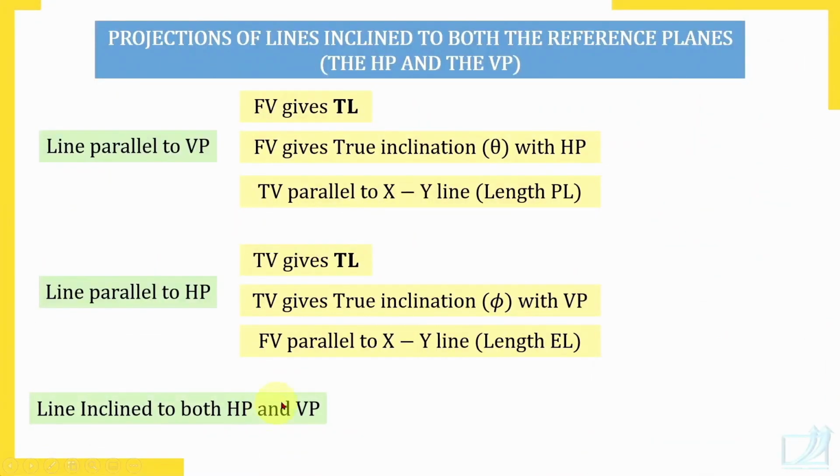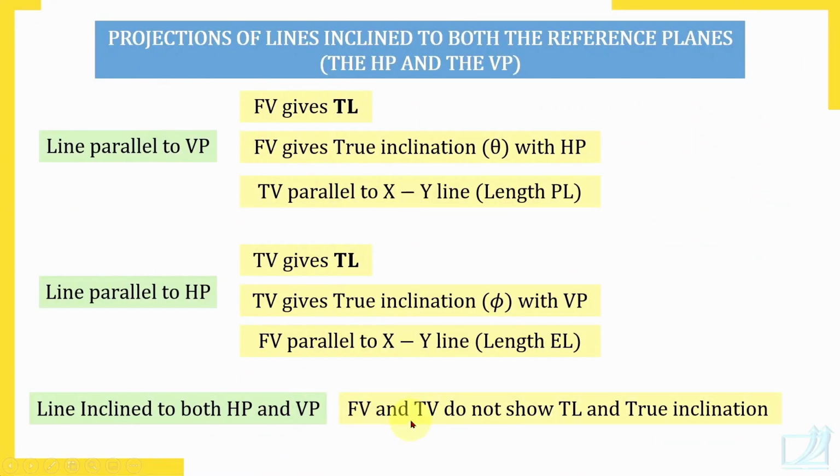So if a line is parallel to VP, then and only then it gives true length and true inclination in the front view. And if a line is parallel to HP, then and only then it gives its true length and true inclination in the top view. So what if the line is not parallel to either of the two reference planes? Then in both the views it does not give true length. And since we know that only true length gives true inclination, we are also sure that if a line is inclined to both the reference planes, then in both the views it does not give true inclination either. So if a line is inclined to both HP and VP, then in the front view as well as in the top view it does not show true length and true inclination.